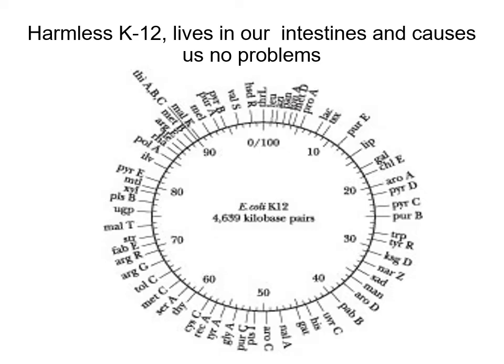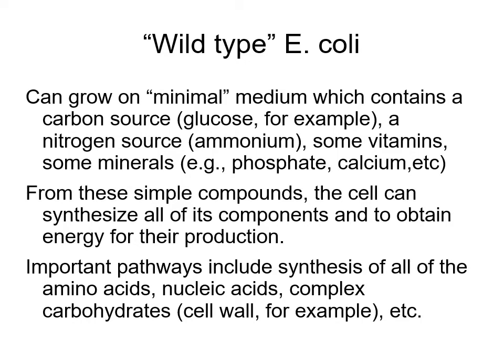Here's our E. coli K-12 again. So a wild type E. coli is one that can grow on what we call a minimum medium. Now, the minimum medium contains a carbon source, glucose for example, a nitrogen source, ammonia, some vitamins, some minerals, etc. But from these simple compounds, the cell can synthesize all of its components and obtain energy for their own reproduction. So there are many important biochemical pathways which are essential for the growth of the E. coli cell, and the wild type E. coli is capable of all those things.